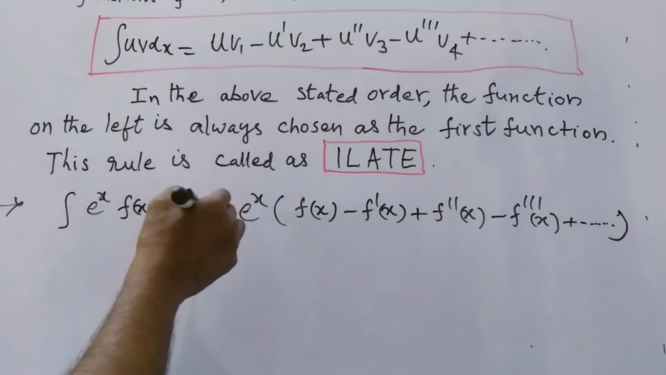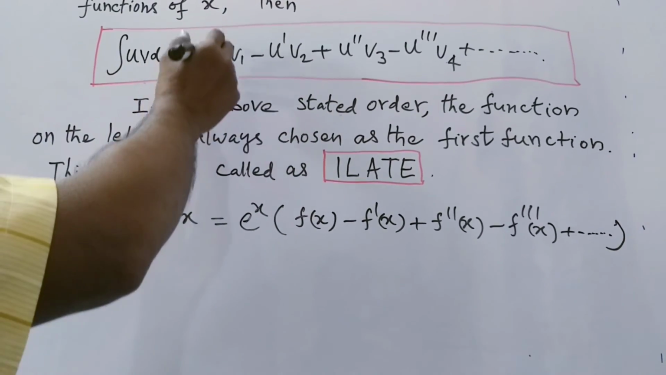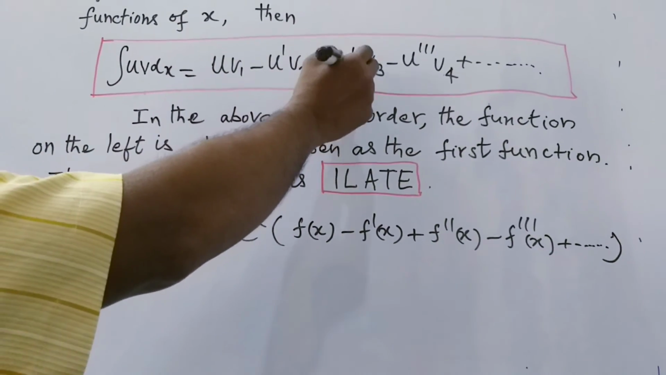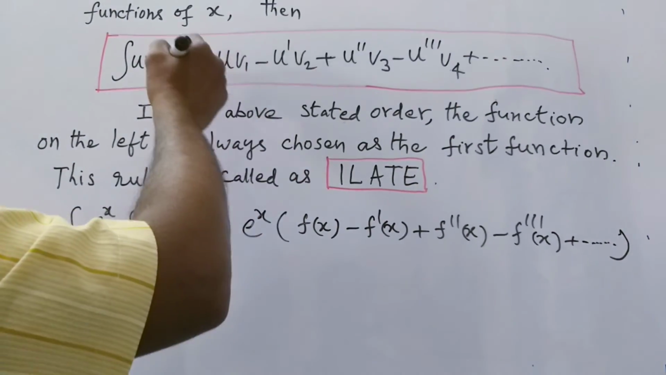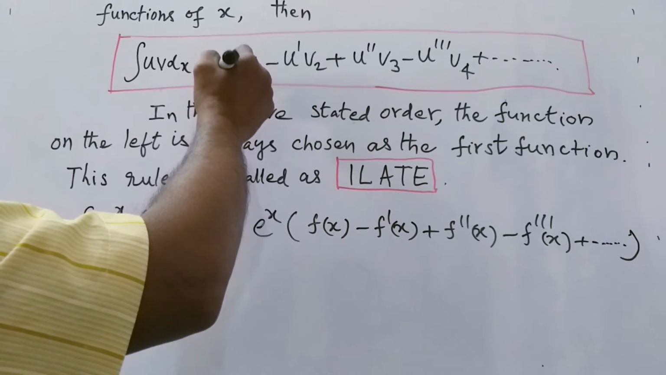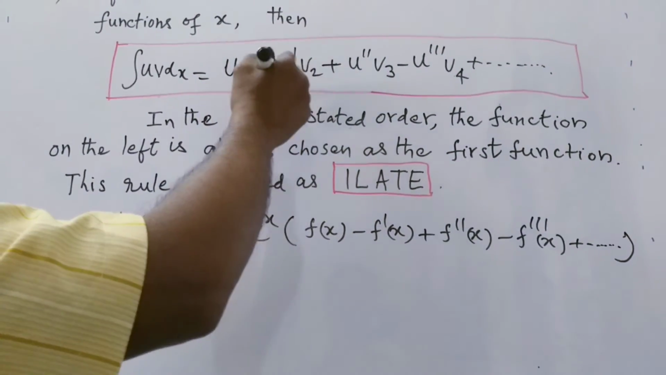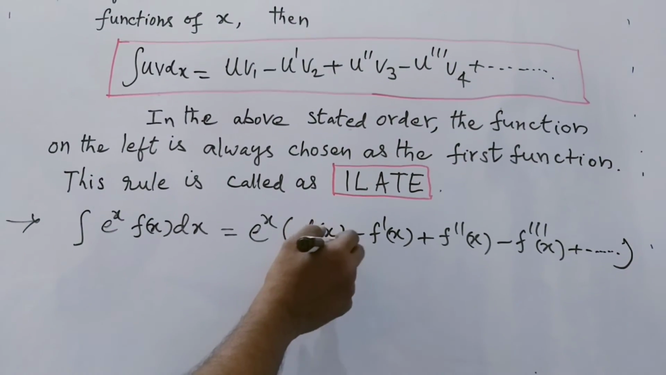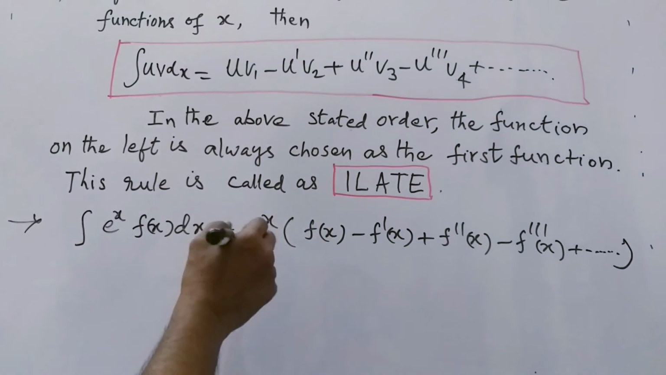Okay. In the same way here also, the integral of uv dx is equal to u into v1 minus u dash into v2 plus u double dash into v3 minus u triple dash into v4 plus and so on. In this also the first term is positive and the next term is negative. That means plus and minus signs are appearing for every alternate term. Okay.